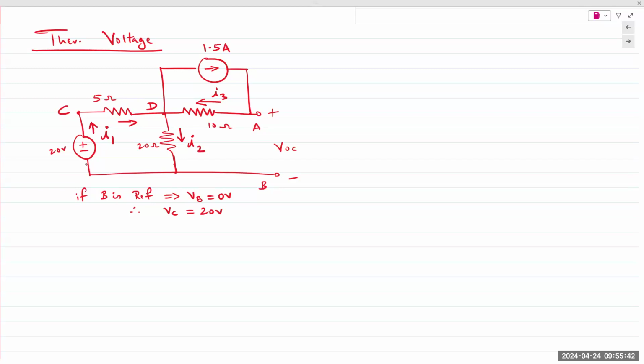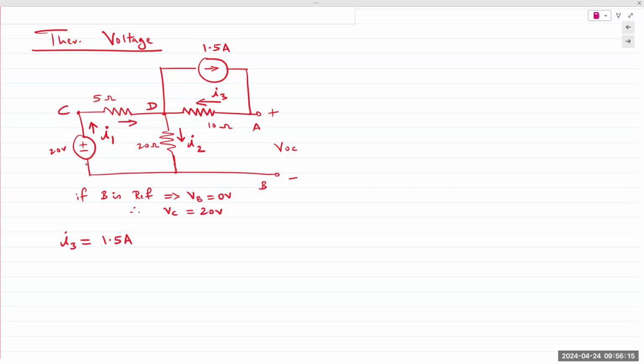But if you look at I3, what can we see? I3 is coming directly from the 1.5 amp current source. So I can assume that as my current. I3 is the current that is coming from the 1.5 amp source. If you apply KCL at A, one current coming in, one current leaving, I3 is 1.5 amps.